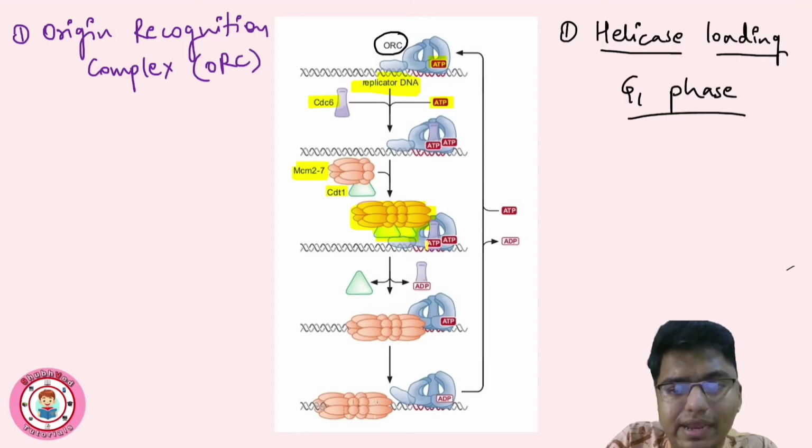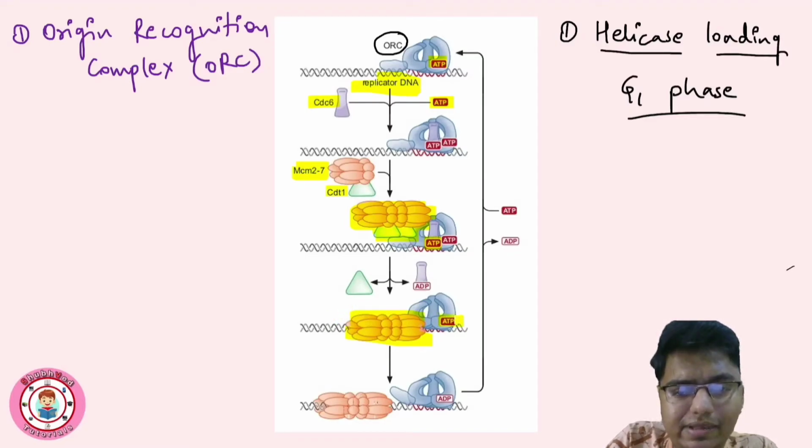Then what happens? ATP hydrolysis. Next step: one ATP is hydrolyzed, the ATP that came with CDC6. Then CDT1 and CDC6 with ADP are released out after the helicase is successfully loaded on the DNA. We can see in this step, the helicase is successfully loaded on the DNA, near the ORC.